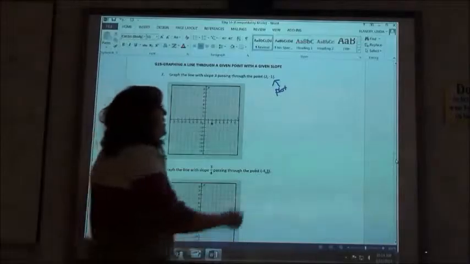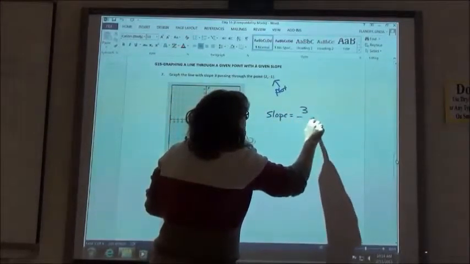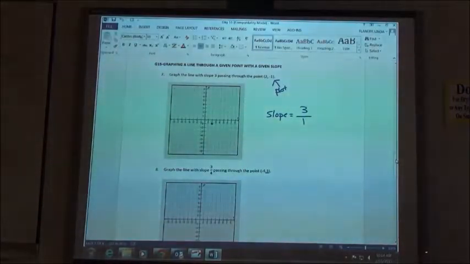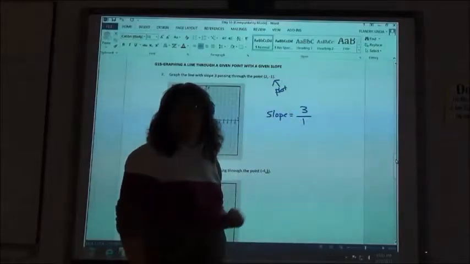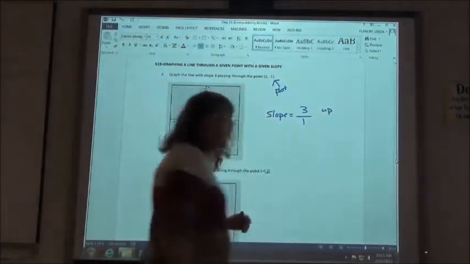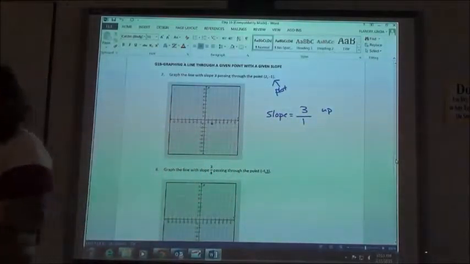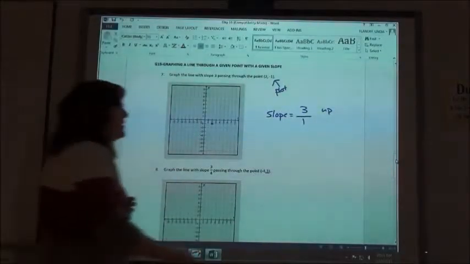From there, I want to understand what the slope of 3 means. If I have a slope of 3, I'm going to write it as a fraction because slope is the change in y over the change in x. So I'm going to write it as 3 over 1. The top number is the change in the y direction. So the top number tells me to go up or down. Since it's positive, I'm going to go up, right? The bottom number is the change in your x direction. Your x-axis goes left and right. Again, it's positive, so I'm going to go to the right.